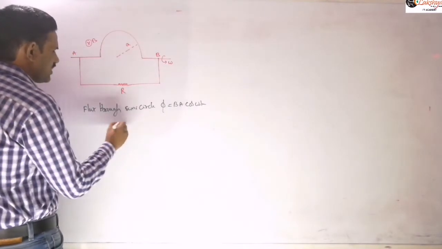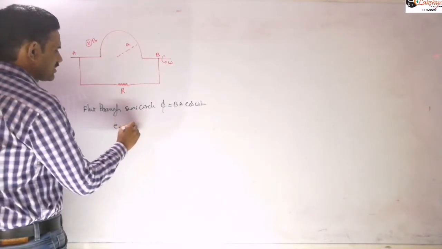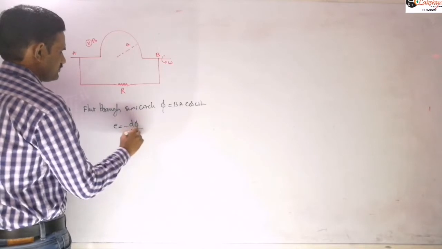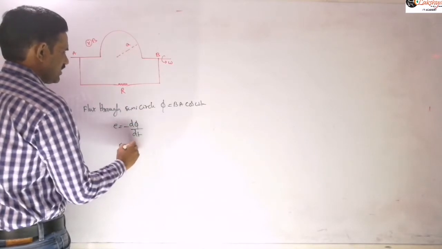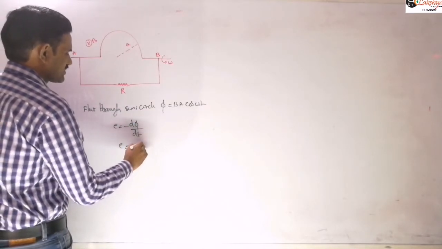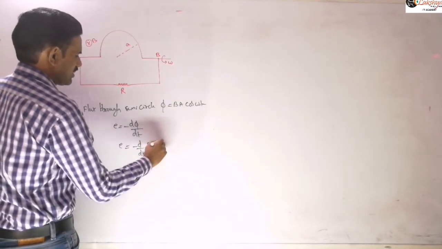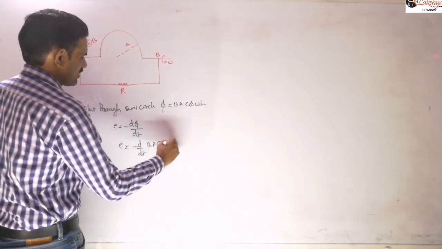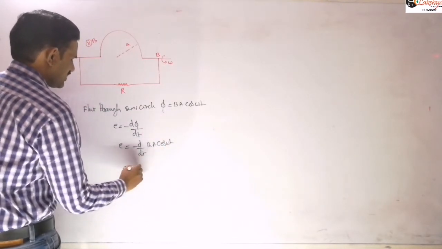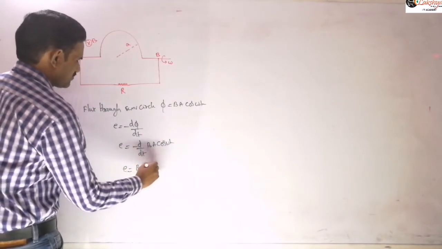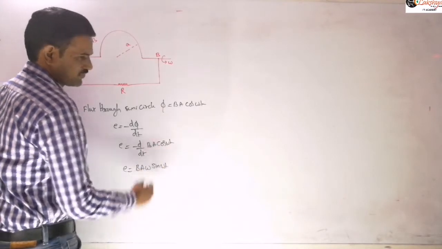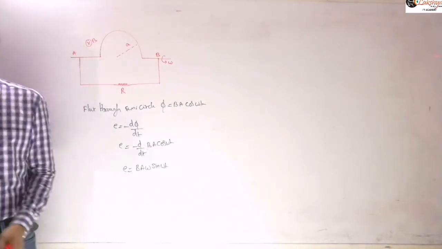Is it clear? If it is a complete circle, then you need to write the area of the circle. And now the induced EMF is nothing but minus d phi by dt. And so therefore I can write this as minus d by dt of B A cos omega t, and so therefore this value is BA omega sin omega t, right, after differentiation of this.